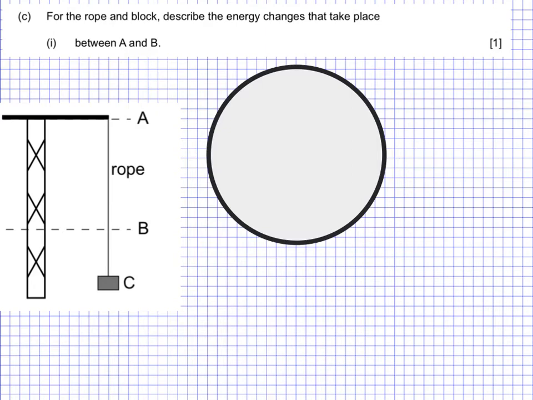Okay, so for part C, we are now asked to qualitatively talk about different energy changes that are happening within our system. To begin with, we're looking at energy changes between A and B. So it's worth just repeating that we are talking about essentially free fall. So as the object goes from A to B, it's in free fall, and we're ignoring air resistance, we're ignoring any effect of the rope. So it's essentially just an object being held above Earth's surface and then dropped.